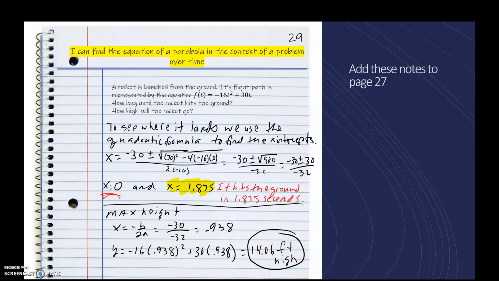All right, the second question was just like what we did before. How high is the rocket going to go? Well, we need the vertex, because we need the y value. So we're going to find the x value first by using negative b over 2a, and I ended up rounding this to 0.938. I plug it in, and I just typed this directly, this part right here. I typed all of this in one shot into my Desmos calculator, and I got 14.06 feet high. So that's the highest this rocket's going to go. And for some reason, I forgot to fix this over here. That's page 29.